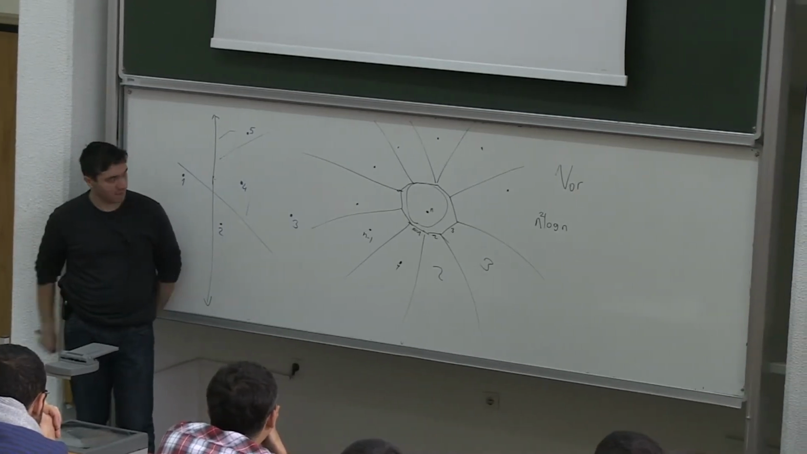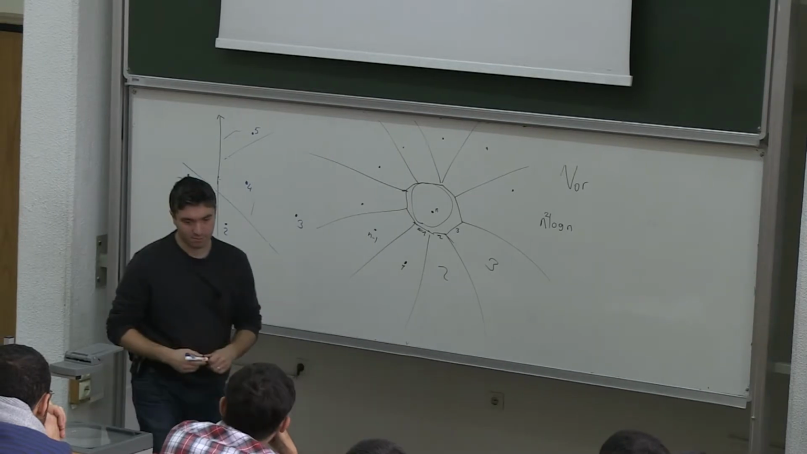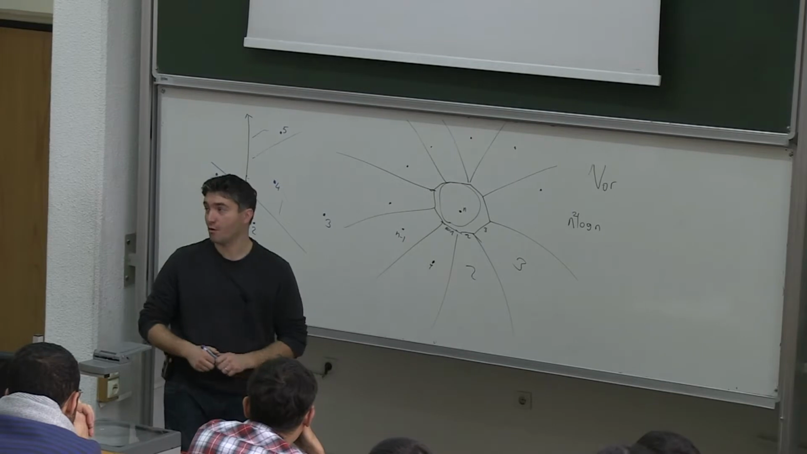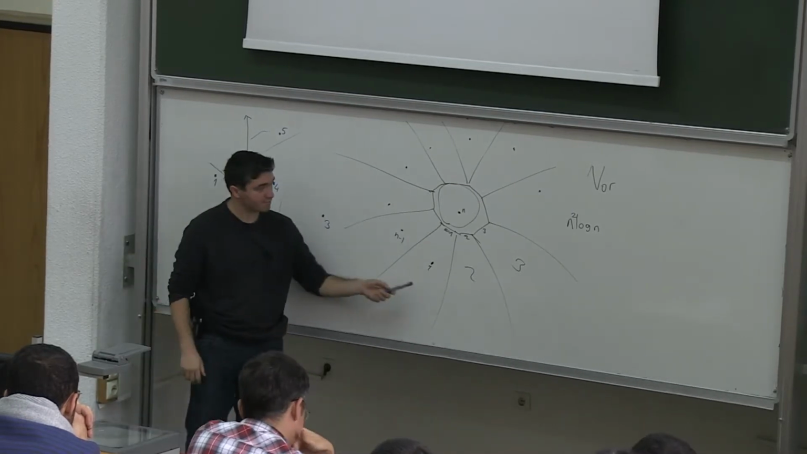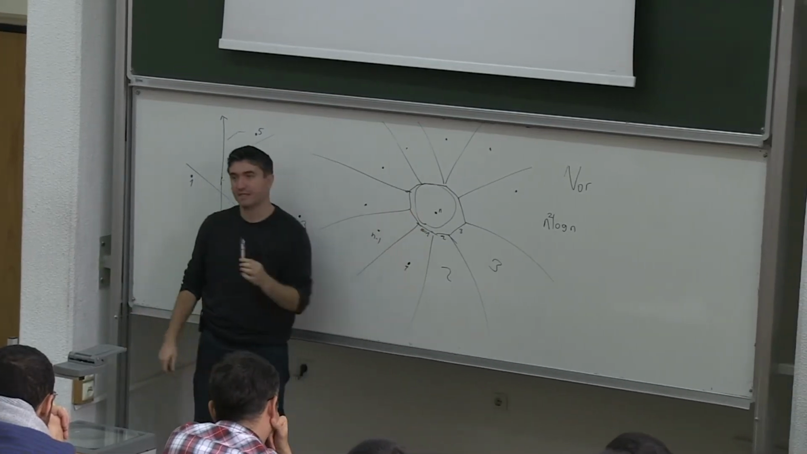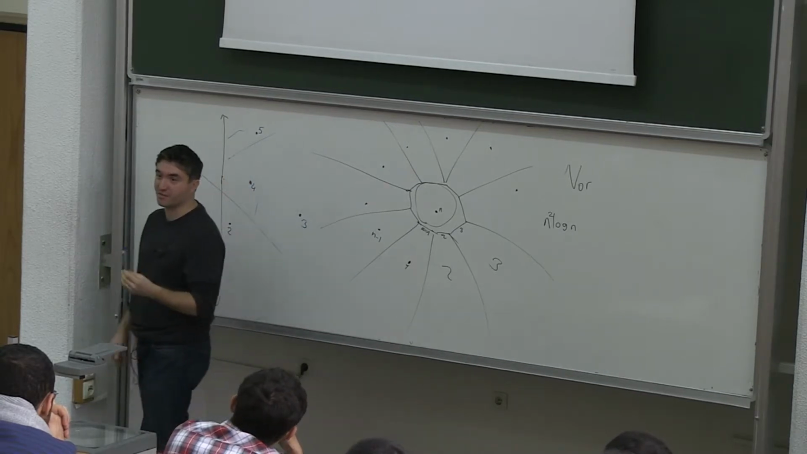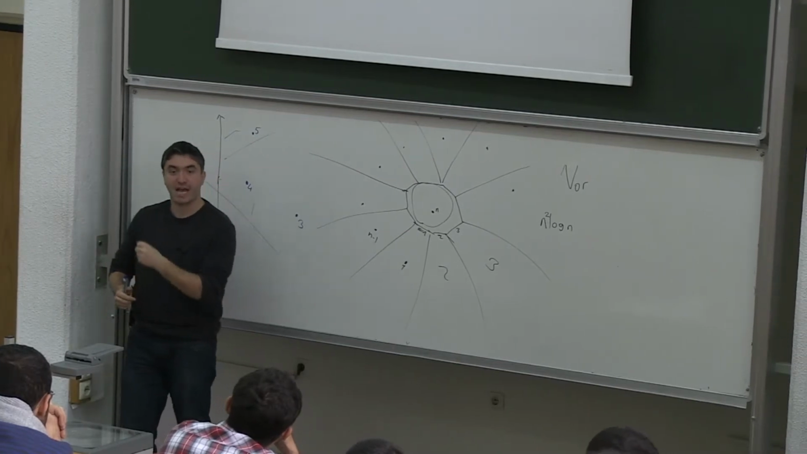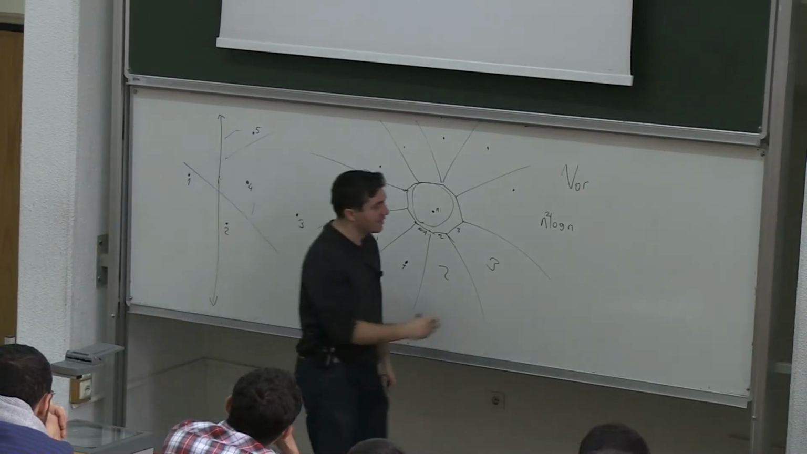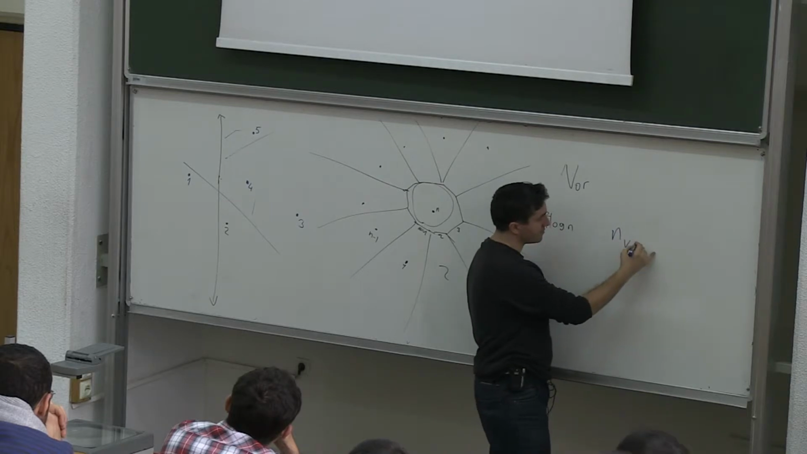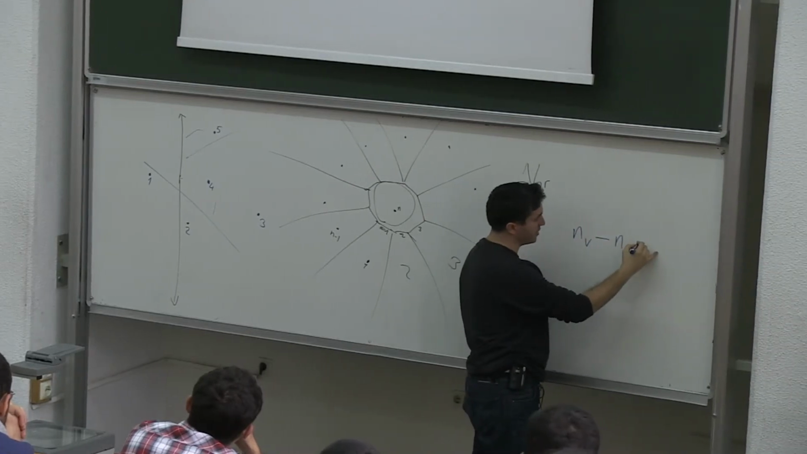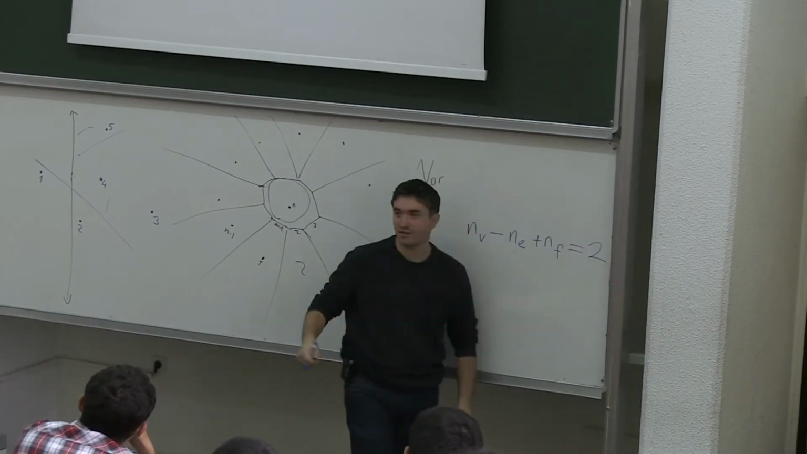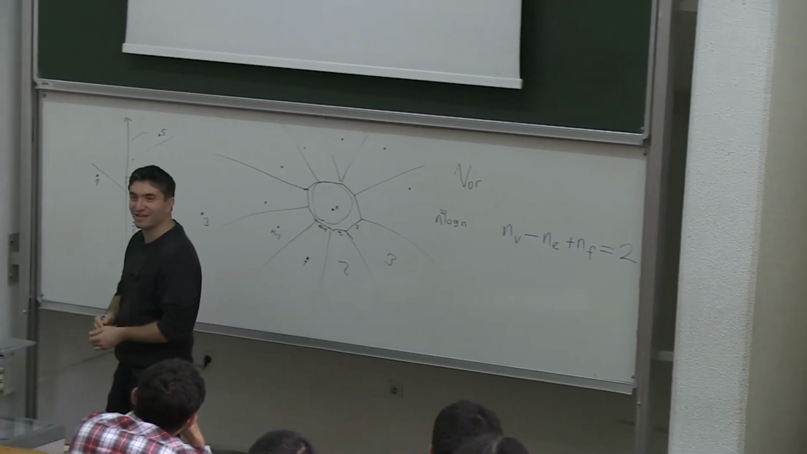By using Euler's formula for a planar subdivision. In a planar subdivision, Euler's formula relates the number of vertices, edges, and faces. And what it says is that the number of vertices minus the number of edges plus the number of faces is equal to 2. So it's a remarkable formula actually which relates these.